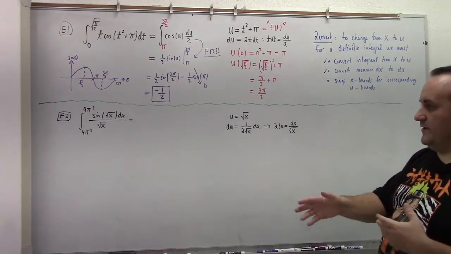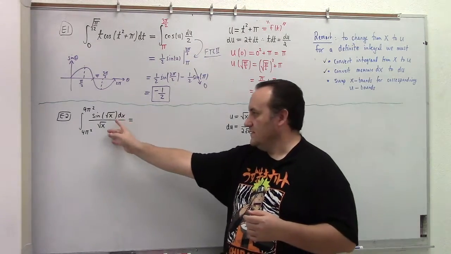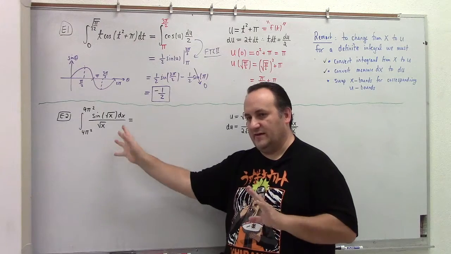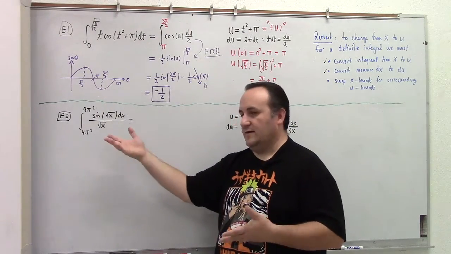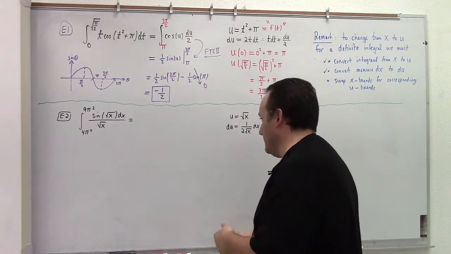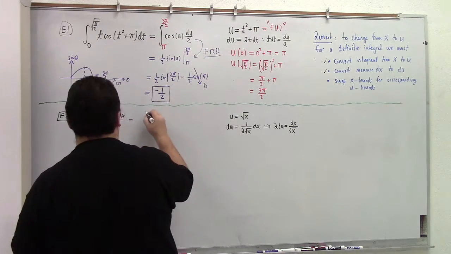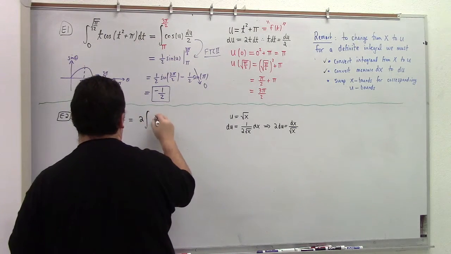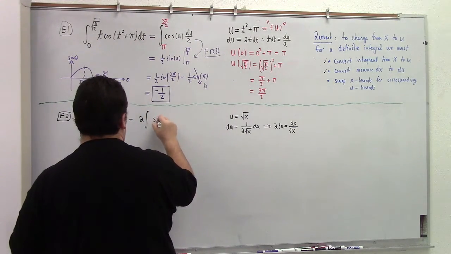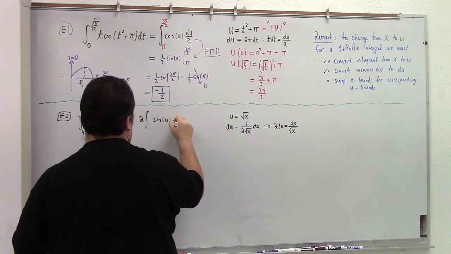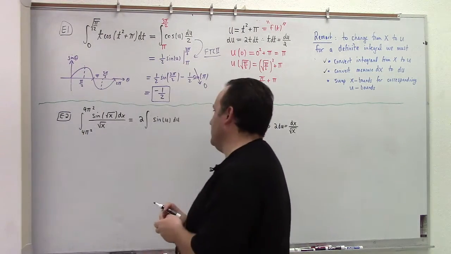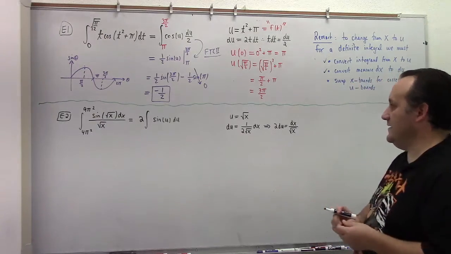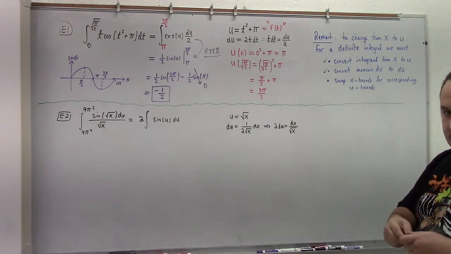So great, we see we have a dx over square root of x in the original problem, so that gives us 2 du. And so what we've got is twice the integral of sine of u du. I just brought the 2 out front to clean things up. Now I need to take care of changing the bounds, right?